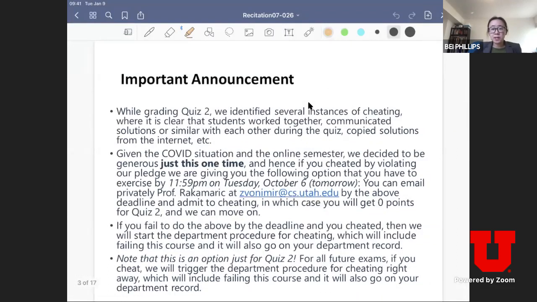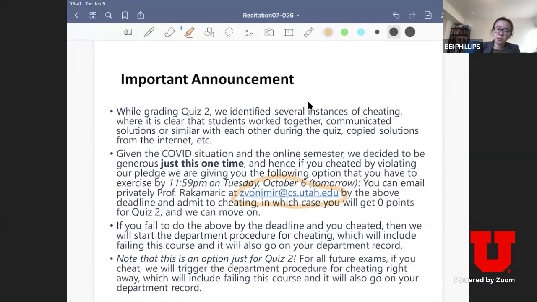There's an important announcement which you can read the details of on Canvas. Specifically for quiz number 2, we have detected several instances of cheating, but we're offering this one-time scenario where if you let Professor Zivang know, here is his email address, by midnight tonight and admit the cheating, then you will just get 0 points for quiz number 2, and we'll move on.